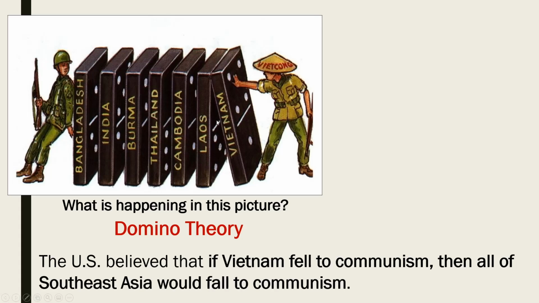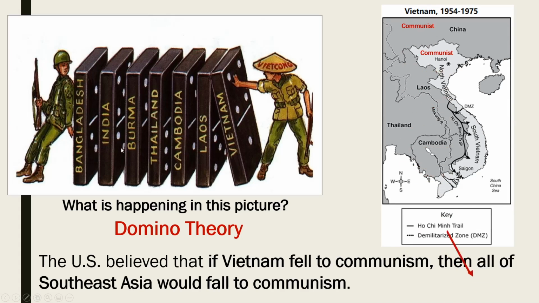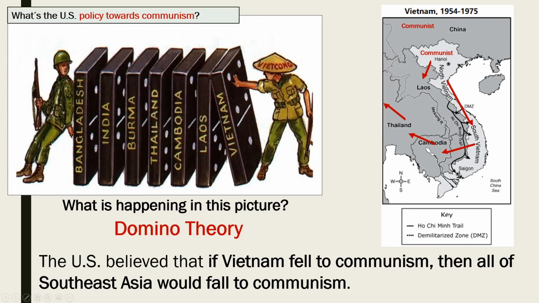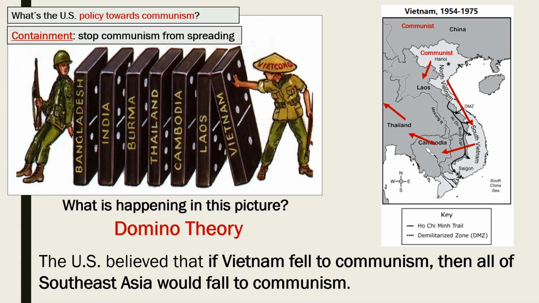So if Vietnam fell to communism, Laos would fall to communism, Cambodia would fall to communism, Thailand would fall to communism, and so on. And just visualizing that here, if North Vietnam turns South Vietnam into a communist country, then communism is going to spread everywhere. Now, what is the U.S. policy towards communism at this point? We've talked about it before during the origins of the Cold War. Well, President Truman called the U.S. policy towards communism containment. The U.S. needs to stop communism from spreading. So Domino Theory is a part of the policy of containment.